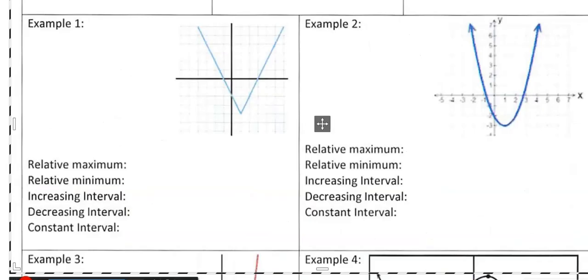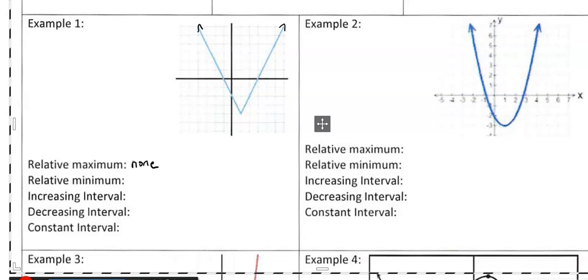If we look here at example 1, we have to determine the relative maximum, the relative minimum, the increasing interval, the decreasing interval, and the constant interval. We can imagine, even though it doesn't show here, that at the end of these lines they've got little arrows, so they continue to go up in both directions, which means there's no highest point here. So we would say there is none. There's no relative maximum.